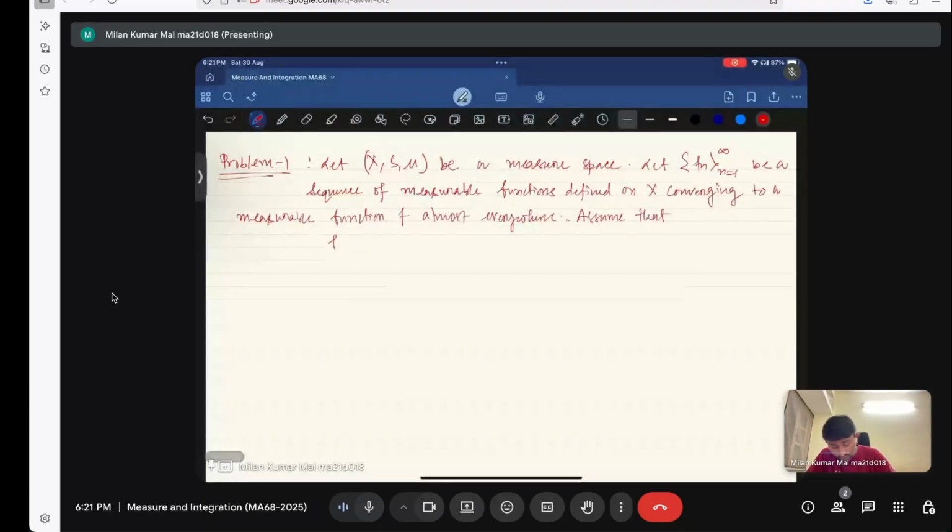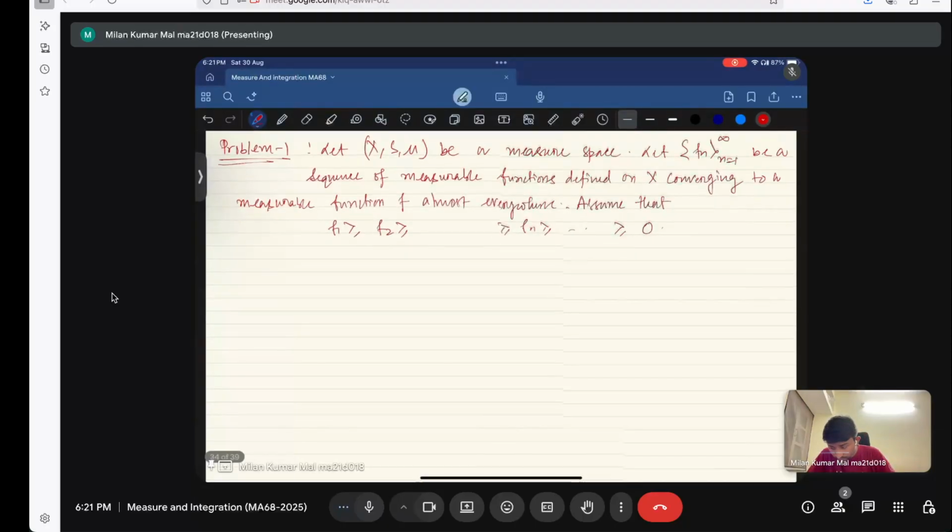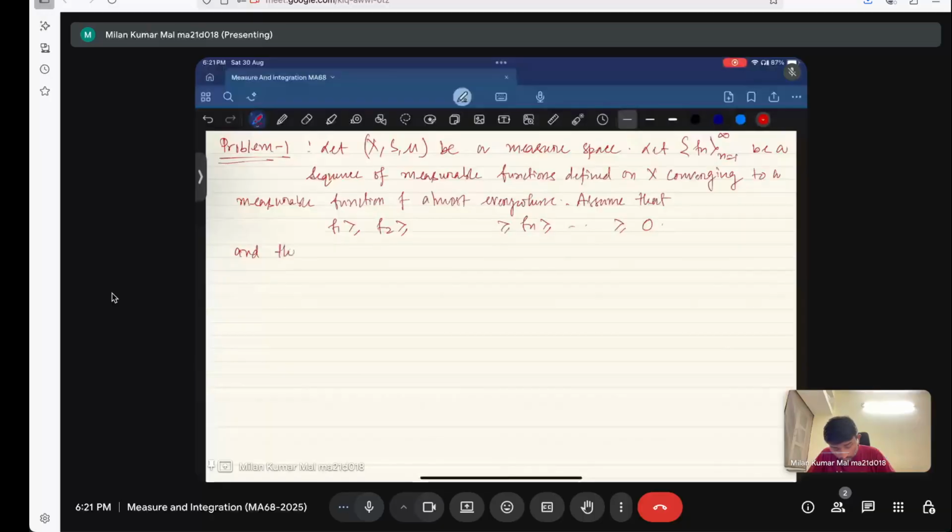Assume that f1 greater than or equal to f2 greater than or equal to all the way to f_n greater than or equal to 0. That means all the functions are non-negative in the first place, and in the second place, the values are decreasing at each point. And that f1 is integrable; only one function, it is saying that f1 is integrable.